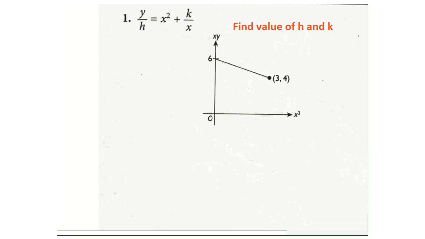Alright, now question number 1. Given that y over h equals x squared plus k over x, and the graph of xy against x cubed is shown, the question asks us to find the values of h and k. This is from the chapter Linear Law, 6.2, linear law and non-linear relation.